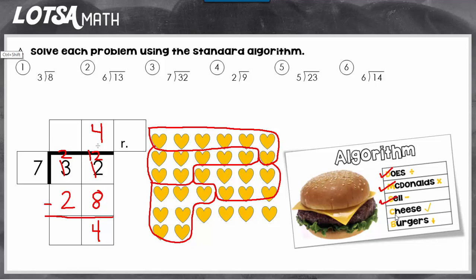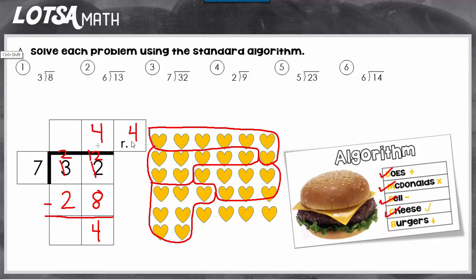Now I'm going to compare and check that 4 is less than 7, so that's true, and the last step is to bring that digit somewhere. I'm either going to bring down another digit to keep working, or I'm going to bring it up as a remainder. Since there's no other digits to keep working, I know this 4 is going to be a remainder. So 32 divided by 7 is 4, remainder 4.